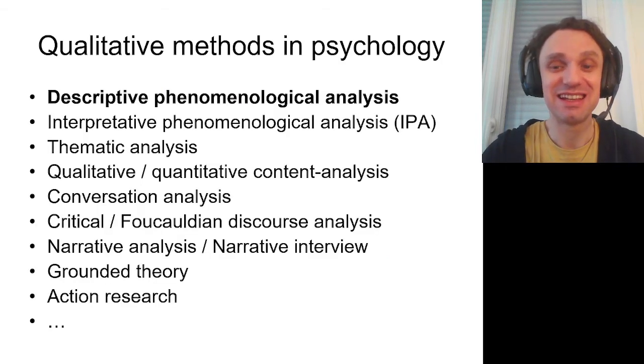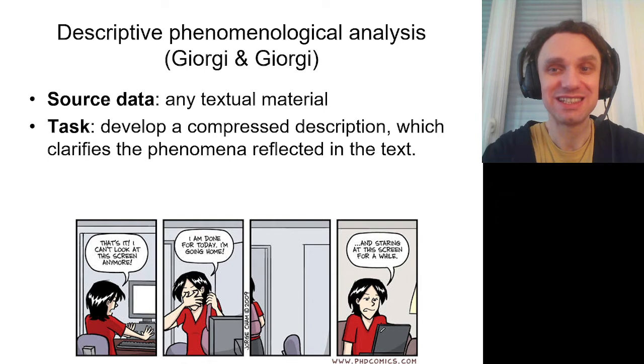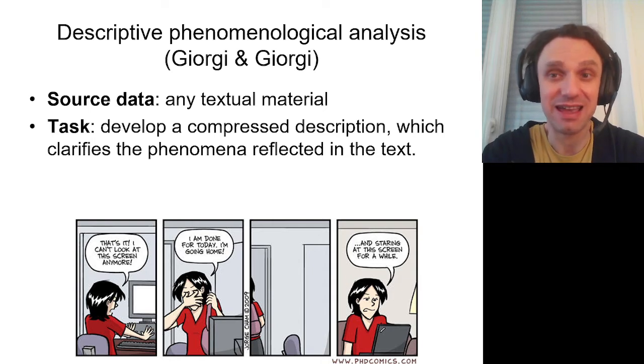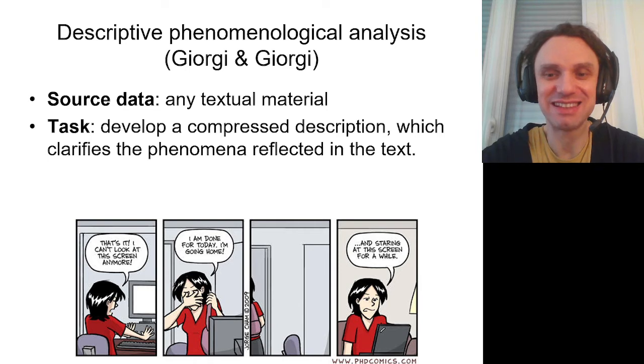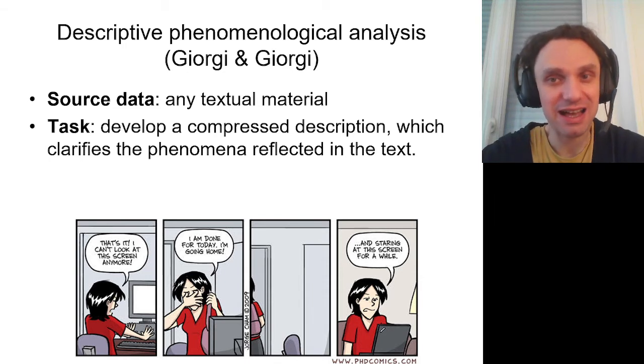So first of all, let's take a quick look at descriptive phenomenological analysis. What is descriptive phenomenological analysis? It's a method where your source data is basically any text, and the result of your analysis is also a text, but a more concise one that clarifies the phenomena reflected in this text. So this method does not give you tools to generalize. If you want to generalize over different individuals, it will be quite challenging if you use descriptive phenomenological analysis.